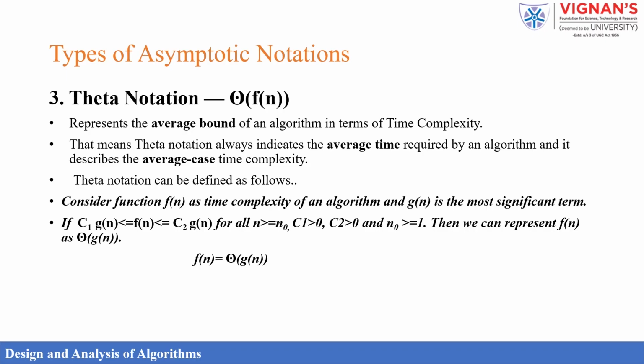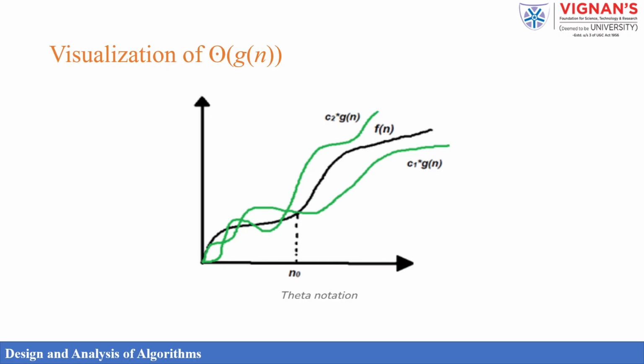The graphical representation of theta notation can be given as below. This graph shows the exact growth of the algorithm. The actual curve stays between the upper and lower bounds. This means the algorithm grows at the same rate as the bounding function. Theta represents the tight or average bound. Now let us understand theta notation using an example.